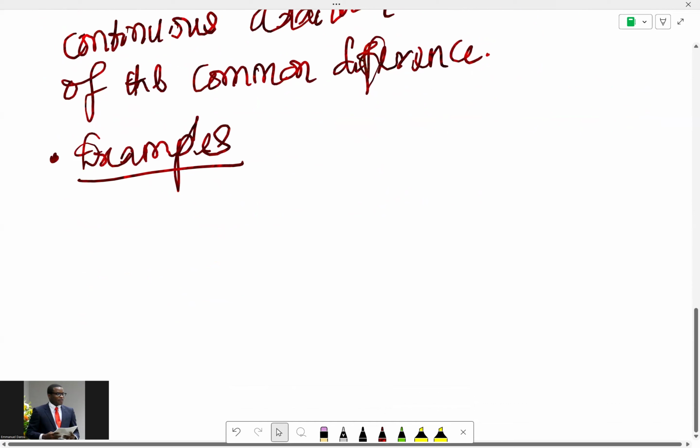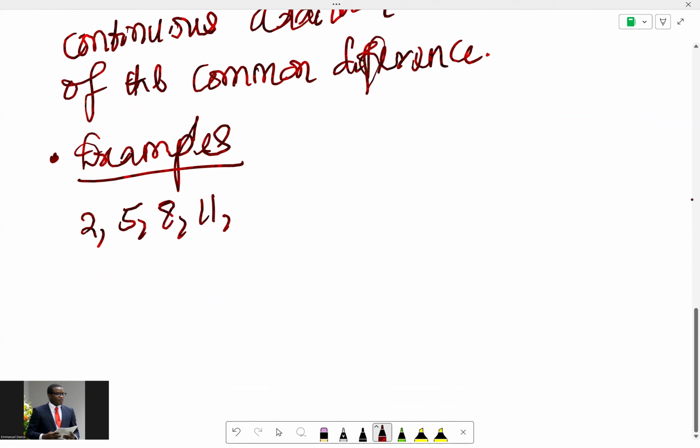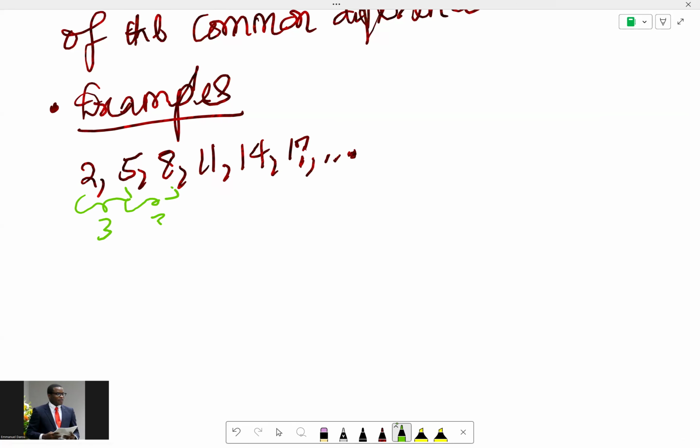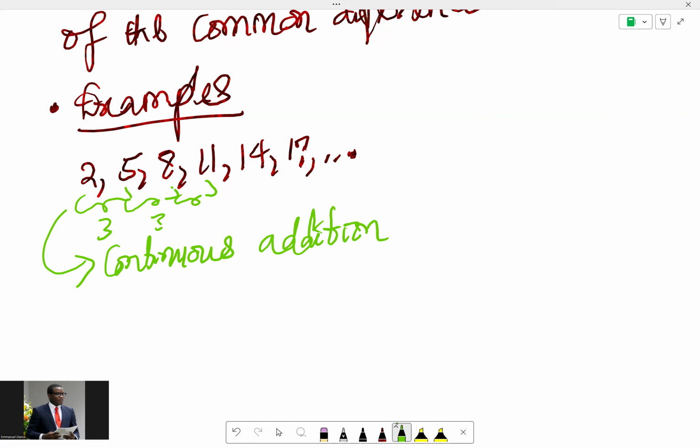Let's imagine we have 2, 5, 8, 11, 14, 17, and so on and so forth. In this case, it's clear that the common difference is 3. So this involves continuous addition of 3, which implies that d is equal to 3.